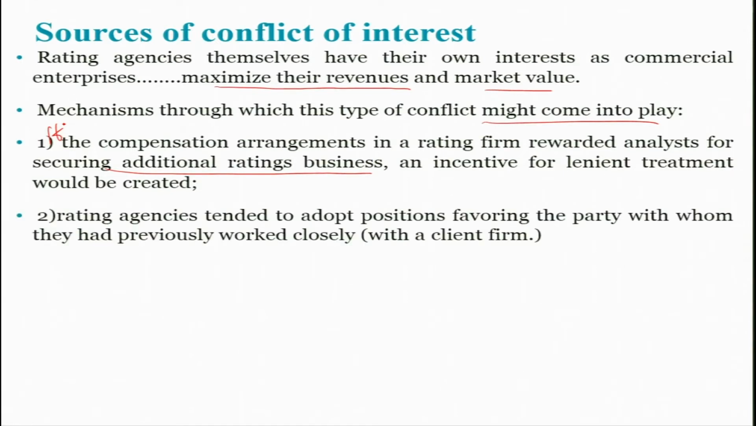And the second is that rating agencies tended to adopt positions favoring the party with whom they had previously worked closely, that means a client firm, because they are getting their business. When they are rating, they are also getting the rating business. Since each firm is free to approach any of the rating agencies and is not required to stick to one particular agency, rating agencies, in order to get and retain their business, always adopt a position favoring the party with whom they had worked closely.